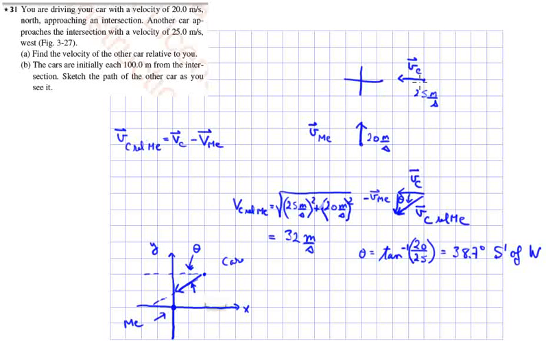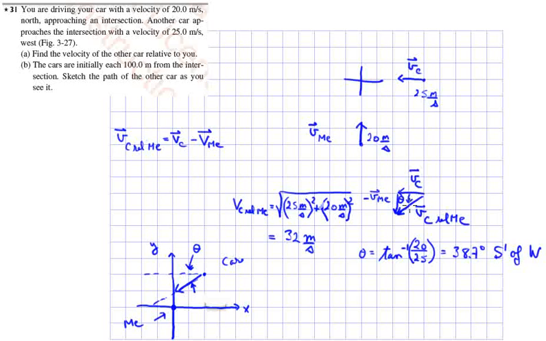We're first supposed to find the velocity of the other car relative to you. Well, in your reference frame, you were at rest, and so to find the velocity of anything relative to you, you subtract your velocity from that other object. And so to find the velocity of C relative to me, I'm going to take the velocity of C and I'm going to subtract my velocity. That's what I've done here. Here is the velocity of C, 25 meters per second west, and here is minus V sub me, 20 meters per second going south. And so here is the velocity of C relative to me.